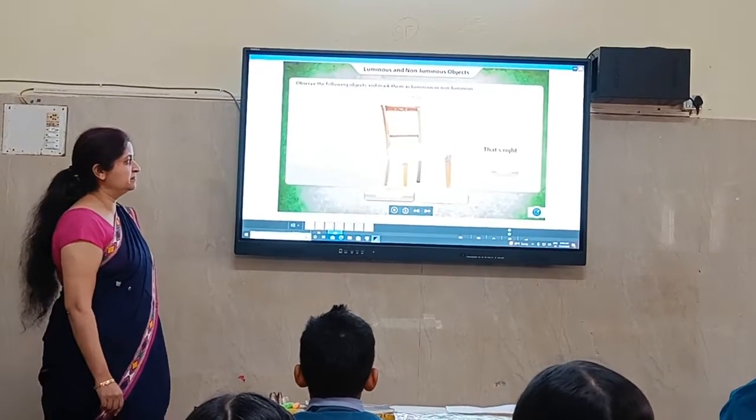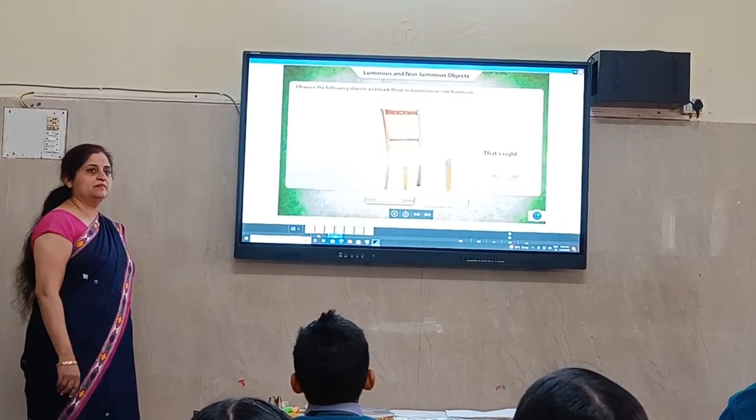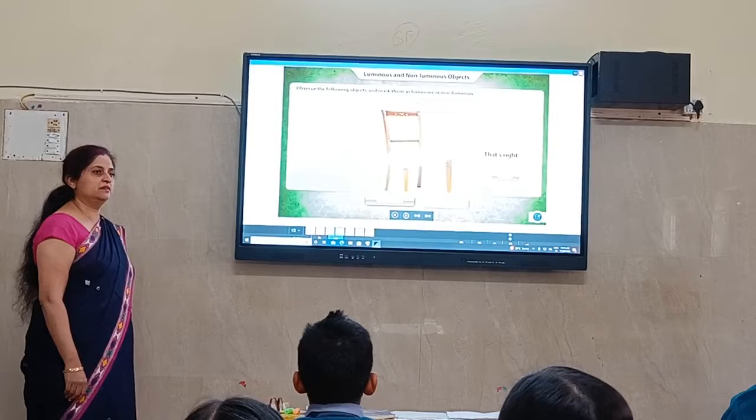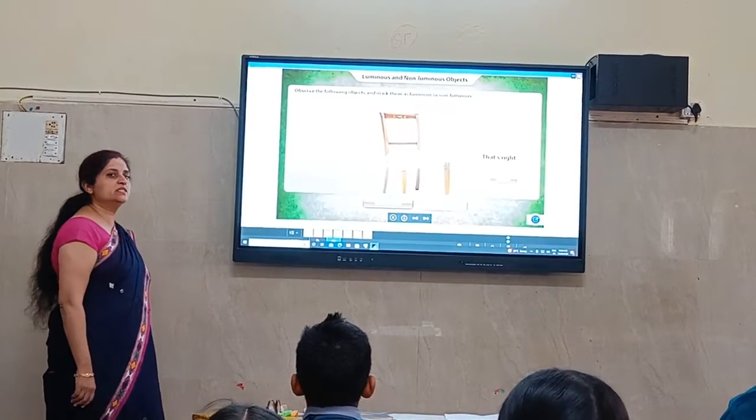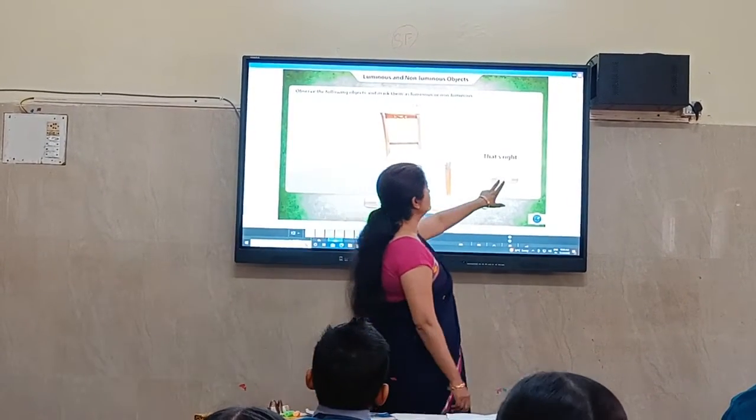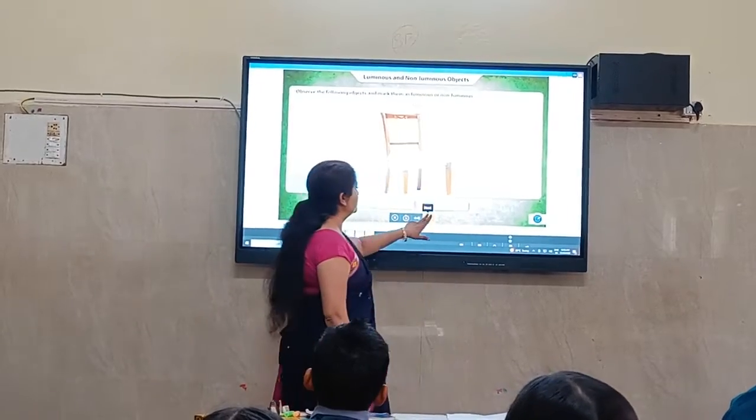light. That's right. A chair is a non-luminous object and it does not give out light of its own. Yes, because it does not give out light of its own. There are many objects.